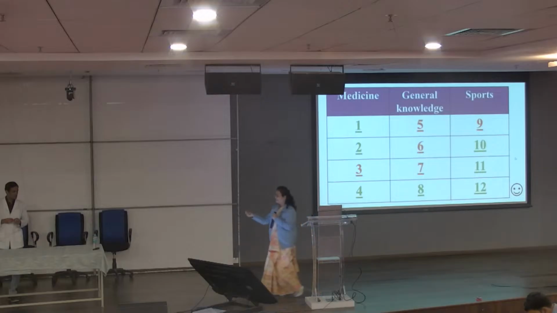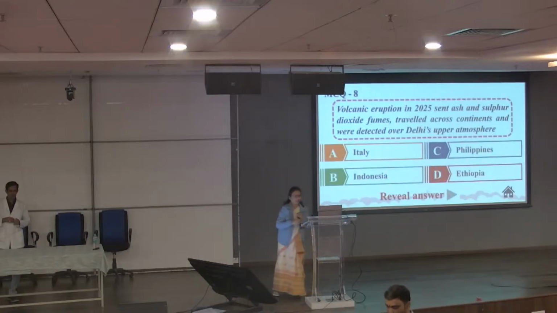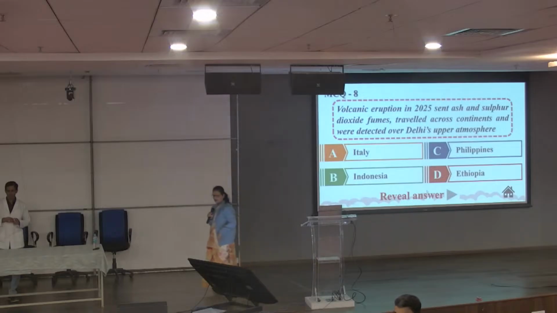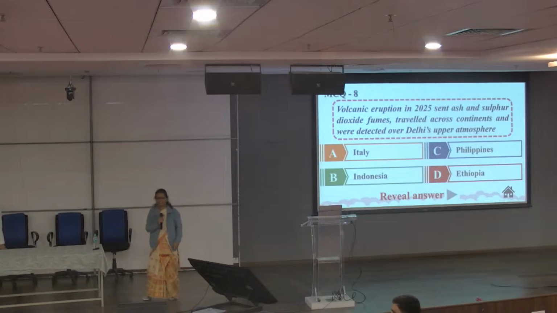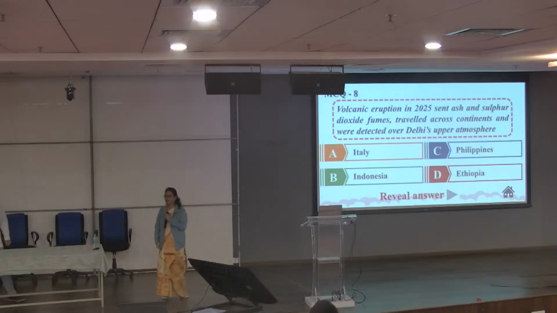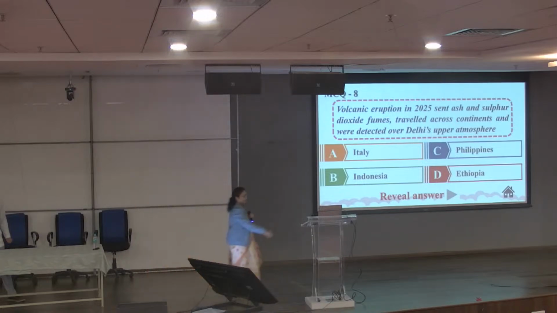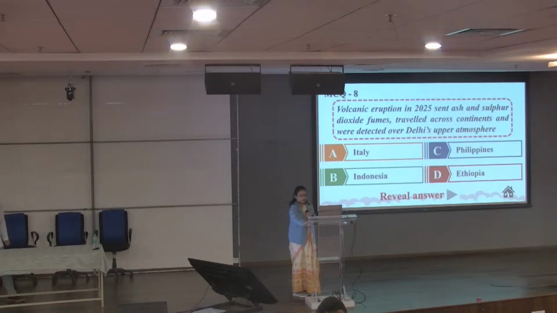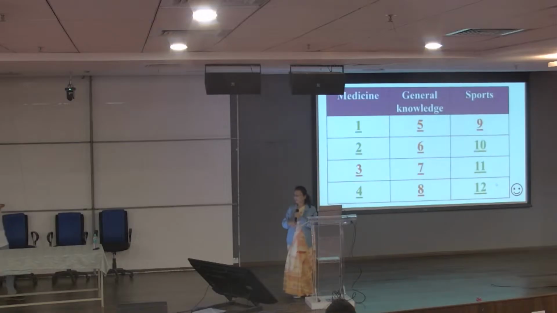Okay, next, 8. What is 8 having? The volcanic eruption in 2025 which polluted Delhi. Please don't reveal the answer. Mark. Time up. Okay, next one, 2.